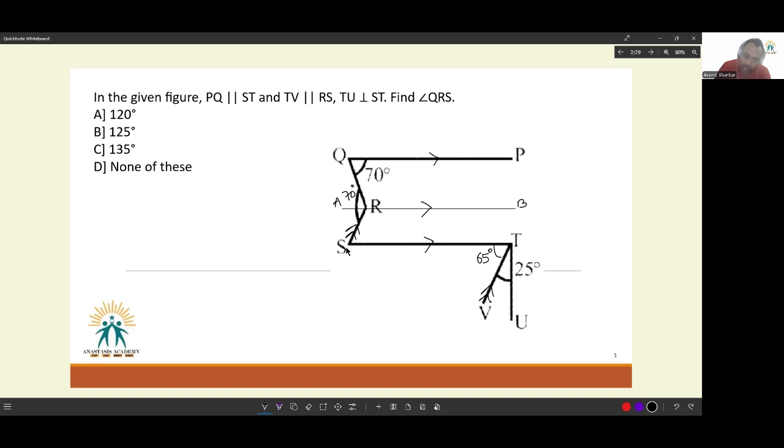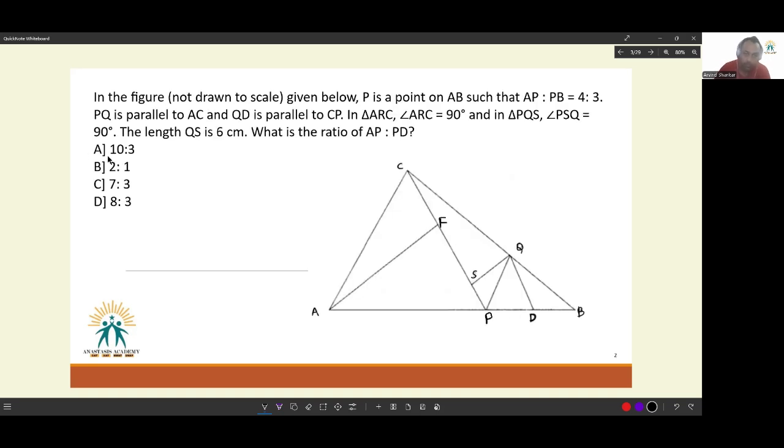Similarly, look at RST and VTS. This 65 degree and this 65 degree will also be alternate interior angles between two parallel lines. So if this is 65, now look at ARS and RST. This will also be 65 degrees. So QRS altogether will be 135 degrees, and that will be the answer.